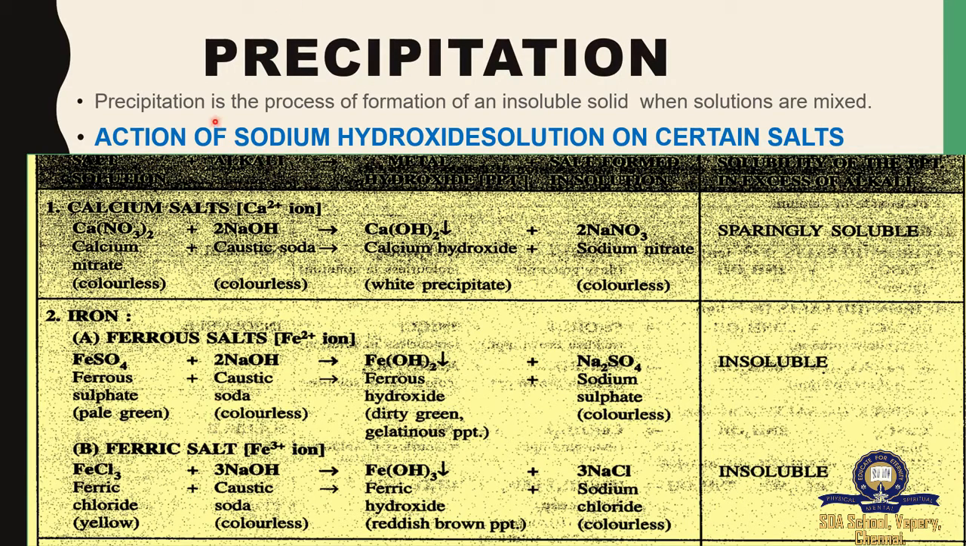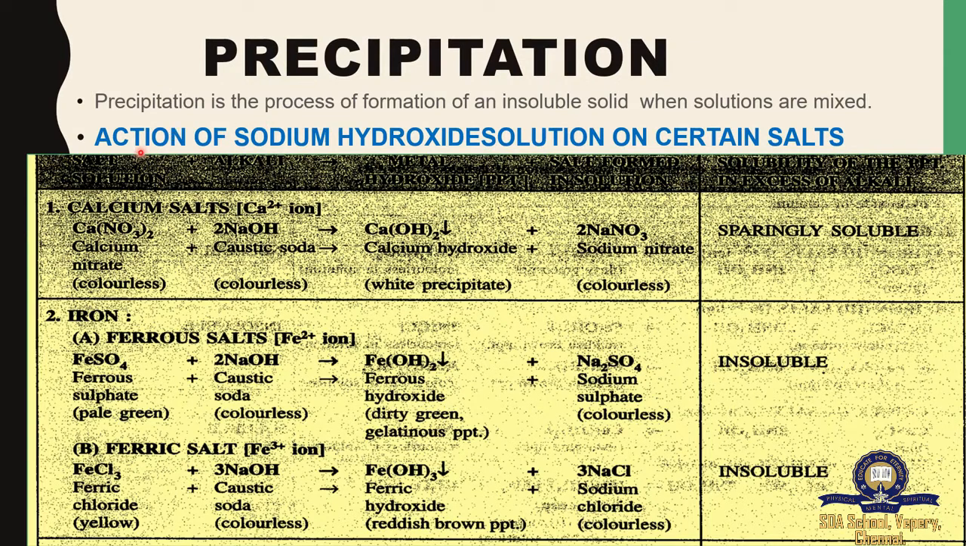Precipitation. Precipitation is the process of formation of an insoluble solid when solutions are mixed. For example, when silver is mixed with chlorine, it forms silver chloride. When this silver chloride settles down at the bottom, that is the insoluble solid settled at the bottom. We can say that is precipitation.